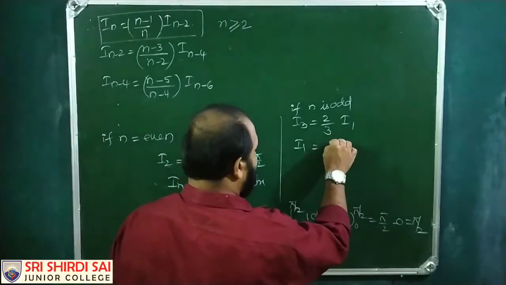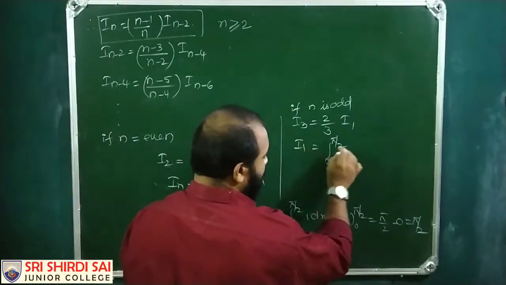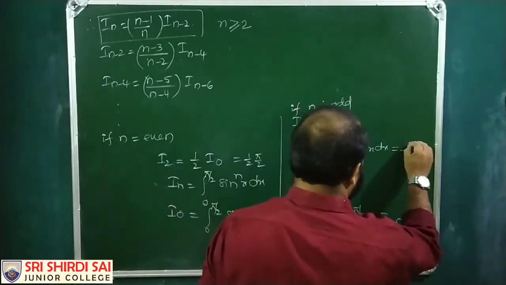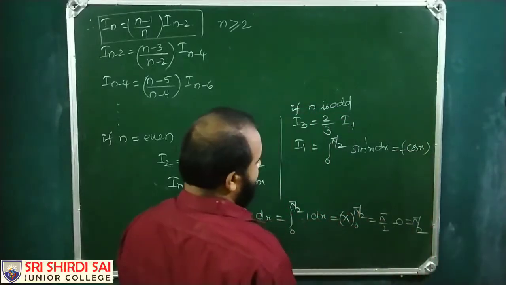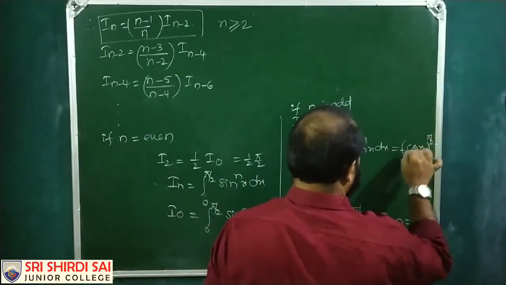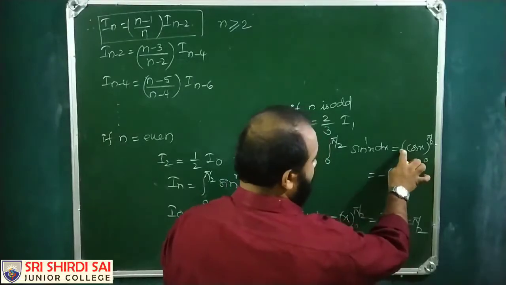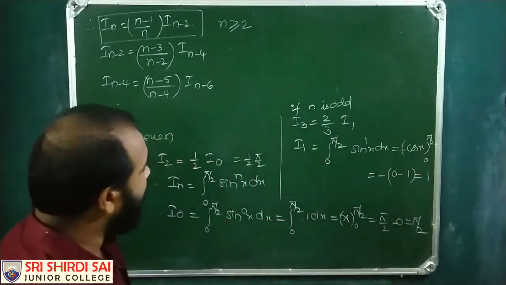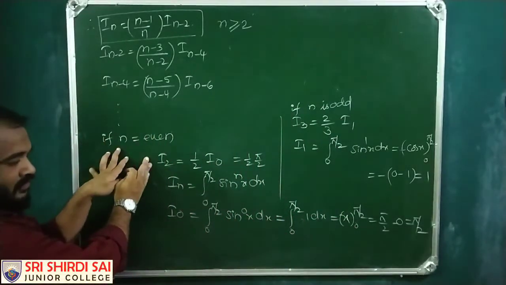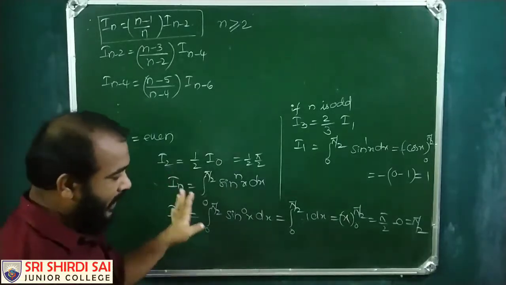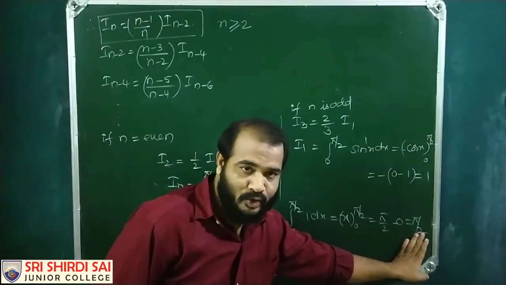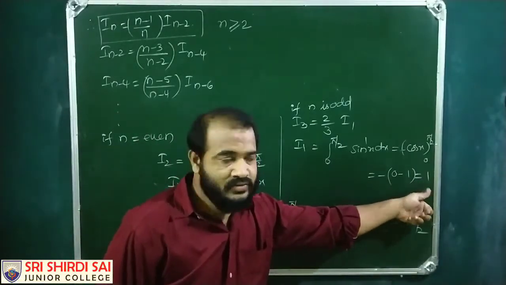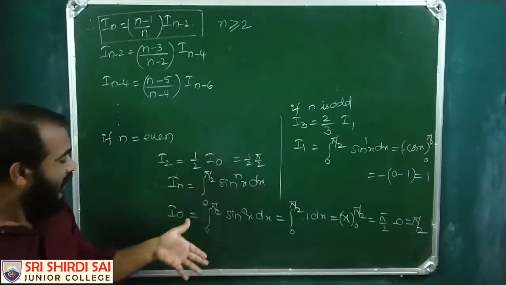Simply take the integral 0 to pi by 2 of sine power 1 x dx. What is the integral of sine x? Minus cos x, from 0 to pi by 2. This equals minus cos pi by 2, which is 0, minus minus cos 0, which is 1. So this is 1. Therefore, if n is even, we are ending up with pi by 2. If n is odd, we are ending with 1. Actually these are the two examples I have taken, I2 and I0.